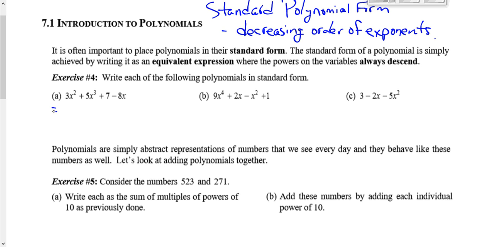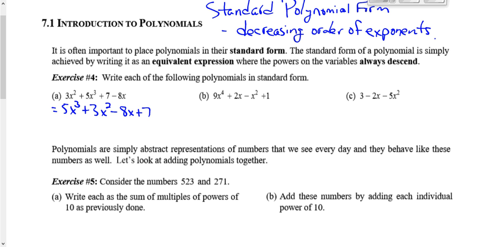5x to the third. Come on, you guys, what's the next one? 3x squared. Plus 3x squared, minus 8x to the first, right? Plus 7x to the 0, right? All right, you get it? It's that simple. It's just the exponents have to be written in decreasing order.